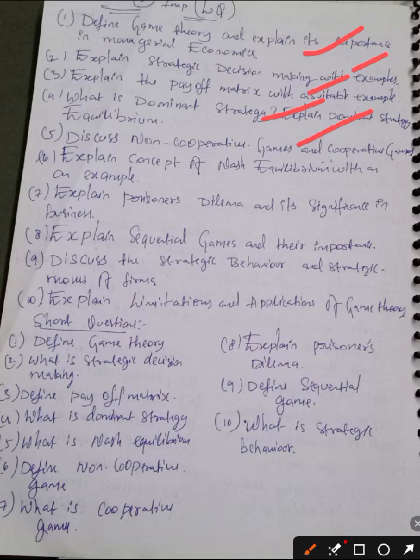Discuss non-cooperative games and cooperative games. Explain the concept of Nash equilibrium with an example. Explain the prisoner's dilemma and its significance in business. Explain sequential games and their importance. Discuss the strategic behavior and strategic moves of firms. Explain the limitations and applications of game theory.